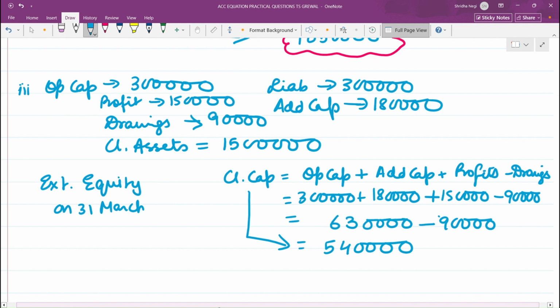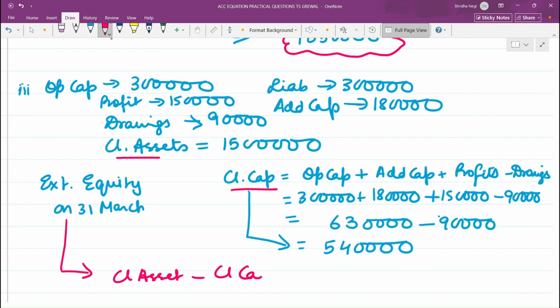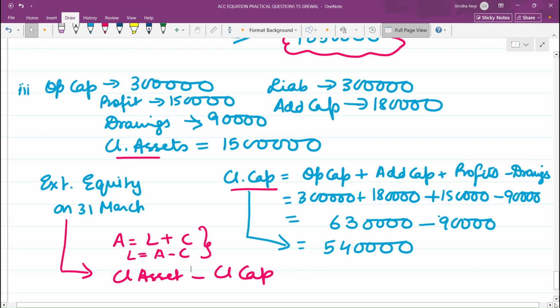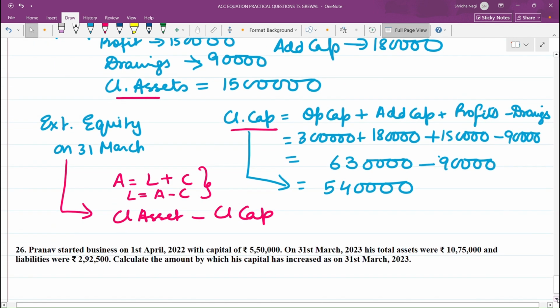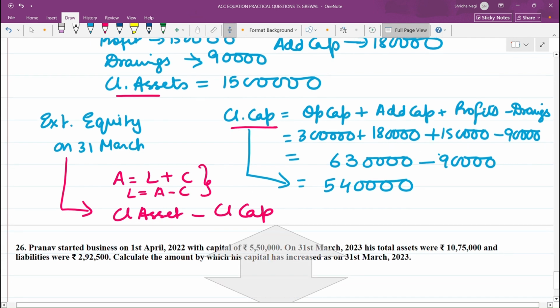Now you know the closing asset and you know the closing capital. So can you find out the external equity on 31st March? Very easy. It will be closing asset minus closing capital. Where does this come from? From the equation: asset is equal to liability plus capital. So liability will be asset minus capital. So now let's find out the closing equity.